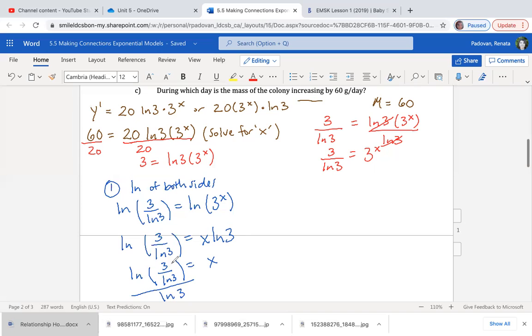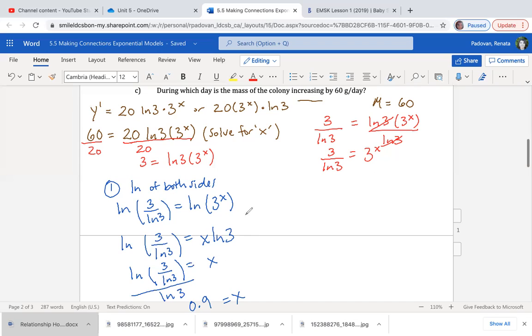So ln of 3 over ln of 3 divided by the ln of 3. You should write this out before you plug it into the calculator, because if you had done something wrong, why waste your time getting to the calculator? So be careful and plug this in: 3 divided by the ln of 3, and then the ln of that number divided by the ln of 3. You should get a value of about 0.9. So when the question says during which day, it's at 0.9 days. That's just under, before the first day is up, so it's within the first day.